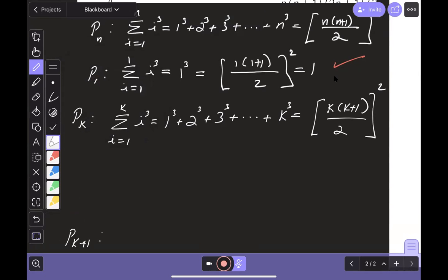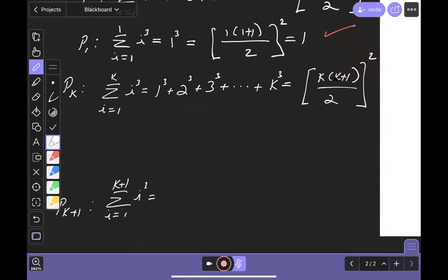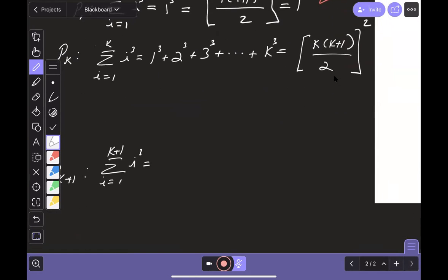What does that look like? The sum from i equals 1 up to k plus 1 of i cubed. It takes time to write it down. And what does that look like? 1 cubed plus 2 cubed plus 3 cubed plus and so on. Now you'd eventually get to k cubed, and the next term on would be k plus 1 cubed. All right.